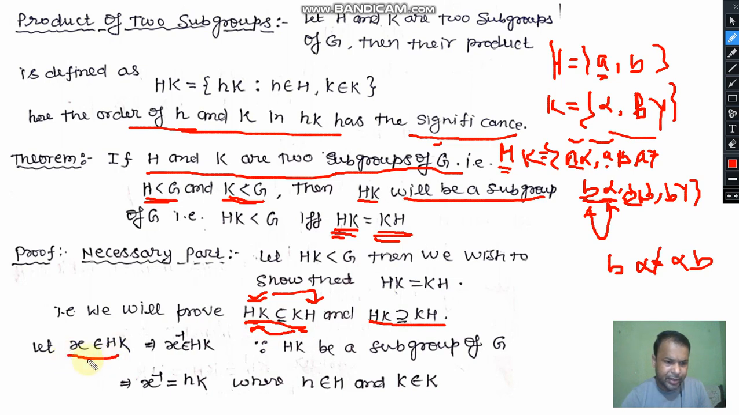Let us suppose x is an element of HK. And please note here that we are considering HK to be a subgroup, and we want to prove this equivalence. Since x belongs to HK and HK is a subgroup, the inverse of any element will also exist. So x inverse will also exist because HK is a subgroup. So what will be the nature of x inverse? The elements of HK are the product of an element of H and an element of K. Here we have assumed that h is an element of H and the small k is an element of K. So the nature of x inverse will be hk.